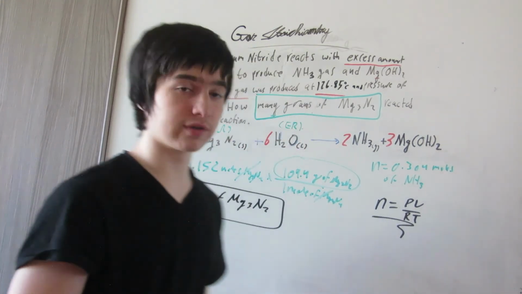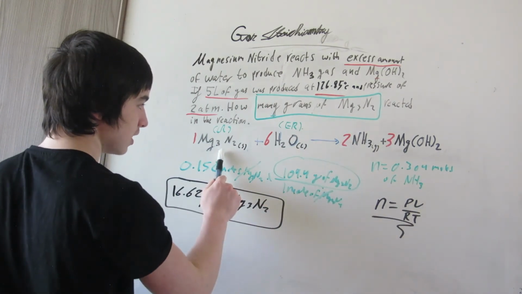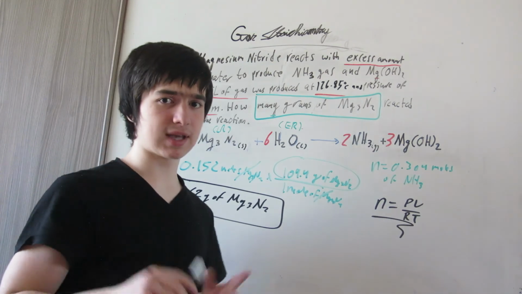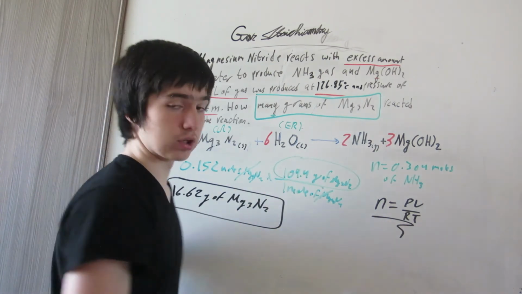Don't forget, whenever you're converting from the known into the unknown, use the ratio in the equation, because it's really important. Sometimes in chemistry they don't give you balanced equations, so you have to balance them.